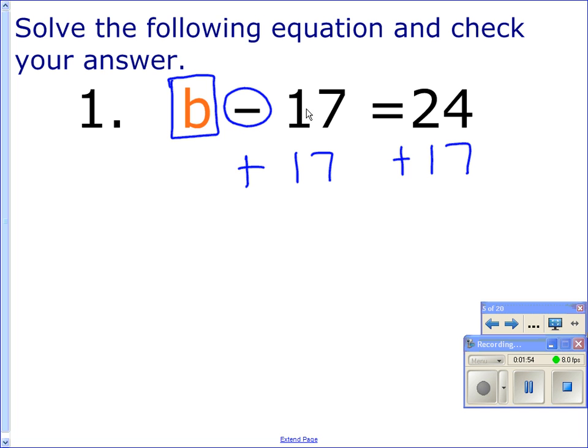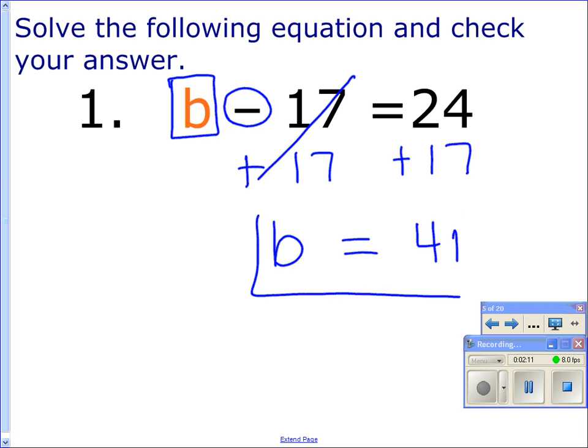Okay? So you have negative 17 plus 17. Those two cancel each other out. So you're left with only b equals 24 plus 17, which is 41. So b equals 41 for this problem.